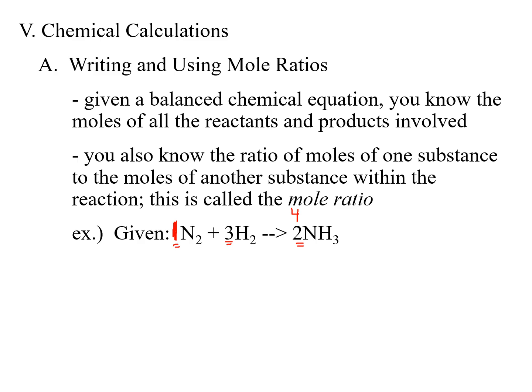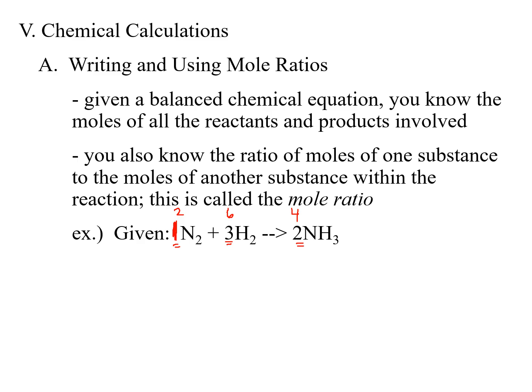Well, 4 is double of 2. So if I want to make double the product, I would have to use double the reactants, right? So I'd have to use 6 moles of H2 and 2 moles of N2. And a 2 to 6 to 4 ratio is the same thing as a 1 to 3 to 2 ratio, right? As long as the ratios stay the same, you can convert those numbers into any other numbers you want to. The mole ratios are the important part. This always has to stay a 1 to 3 to 2 ratio.